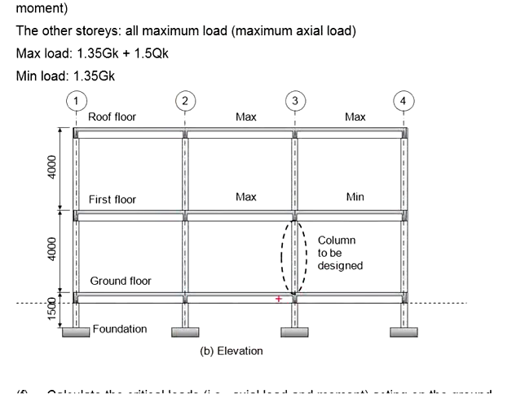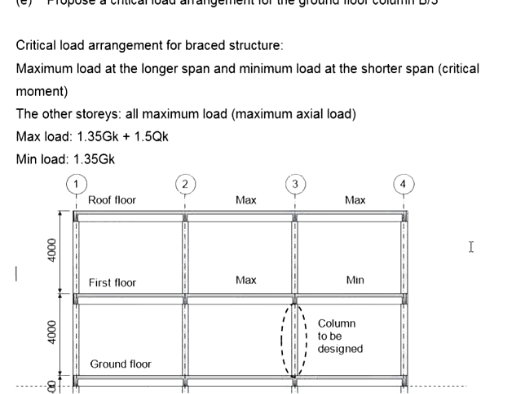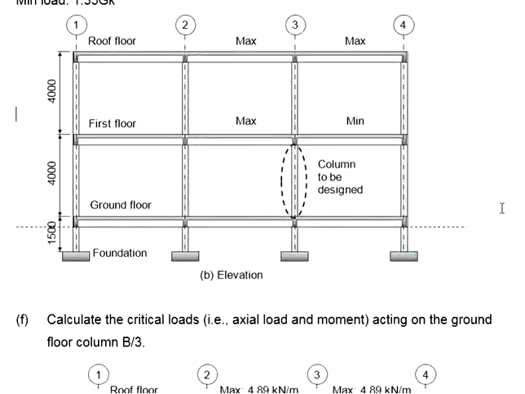Let's say now you are designing the stump here. The critical load arrangement for the stump will be maximum load here and the minimum load here. And then everything above will be the maximum load. This is going to ensure the maximum moment acting onto the stump, and under this setting, the maximum loads apply to the stump as well. Since this sub-question only asks you to propose the critical load arrangement, your solution should be something like this.